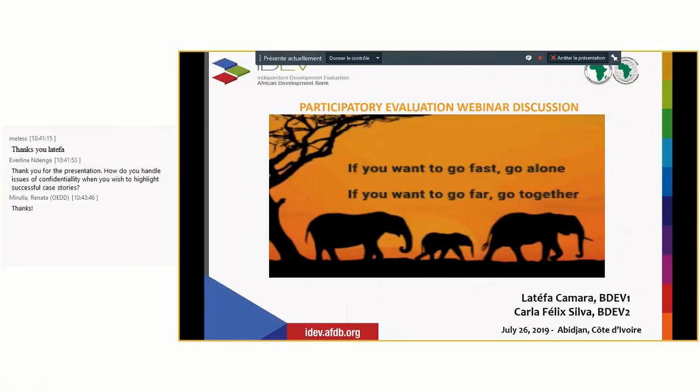Okay, another question is, do you have examples of how the bank has used participatory evaluation already, particularly in projects? How can participatory approach be integrated into appraisal, midterm reviews, project completions, and other standard bank monitoring and supervision results?